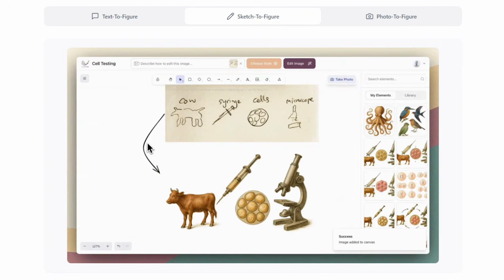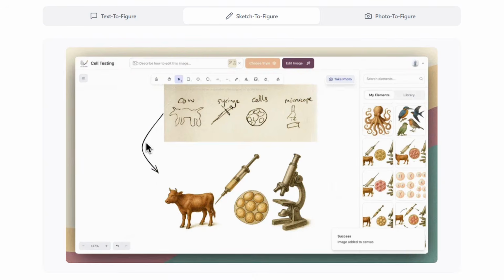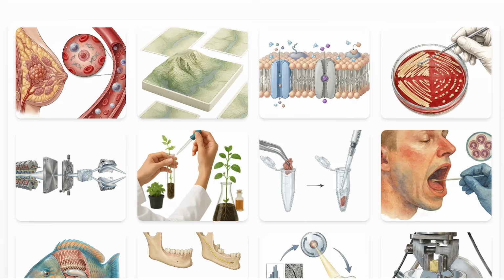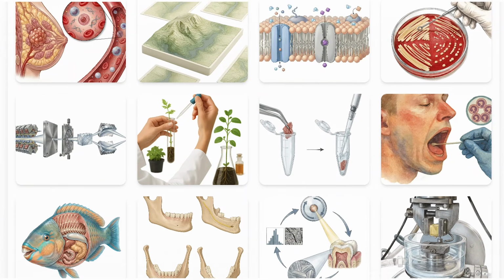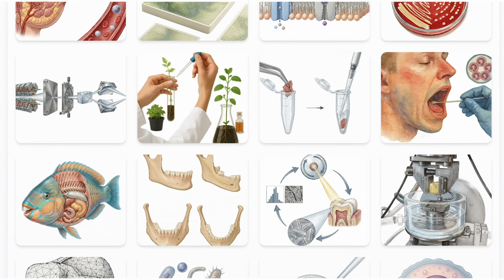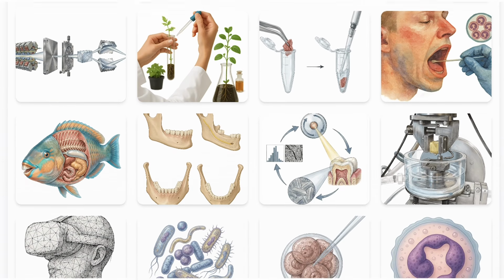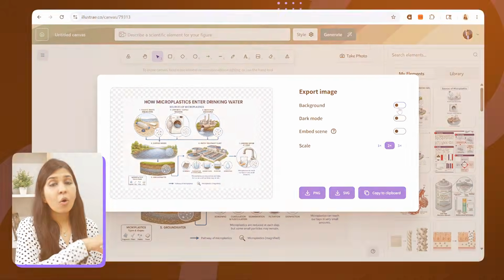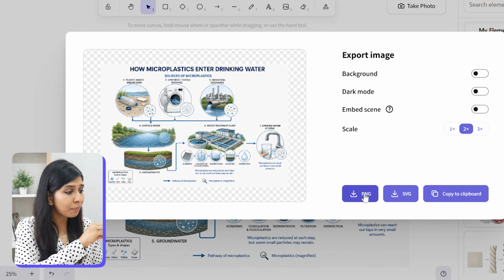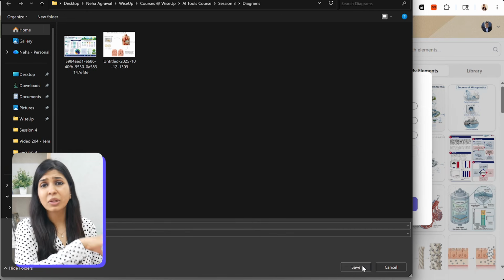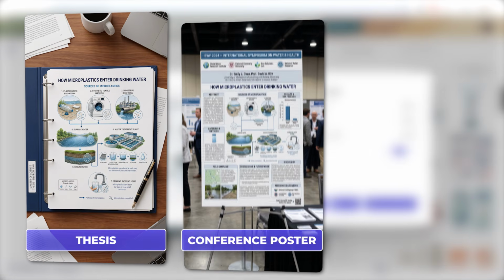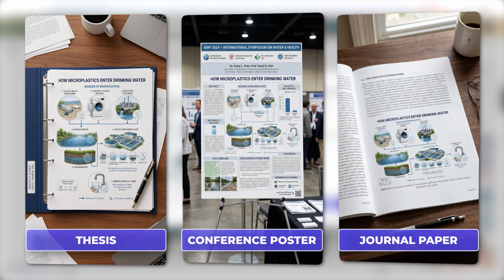Now this is the kind of figure I can easily use in the introduction or literature review section of my thesis. With Illustrae, you can upload a rough sketch, a photo from your lab setup, or even start with an already existing diagram from the Illustrae library, and Illustrae will convert that into a clean scientific illustration. All exports are high resolution, publication safe and license free, so they can go straight to your thesis, conference poster, or even your journal paper.